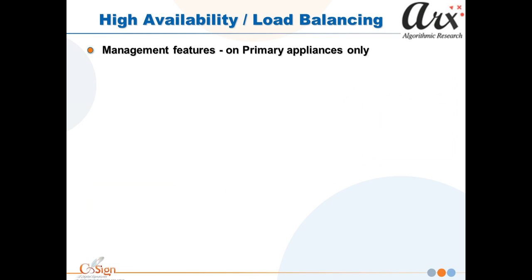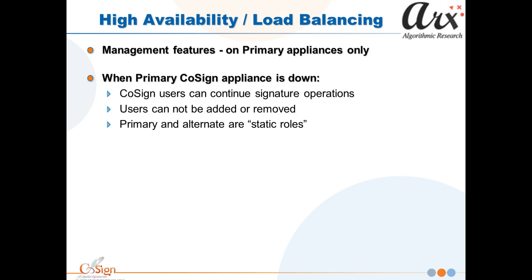And we're, of course, on an administrative webinar, so let's talk about management features on the primary appliance only. When the primary appliance is down, CoSign users can continue signature operations. But users cannot be added or removed, because remember, only the primary is communicating with the directory service. Okay? And the primary appliance or alternate appliance, those are static roles. Another important thing to note is that only the primary appliance can be backed up.